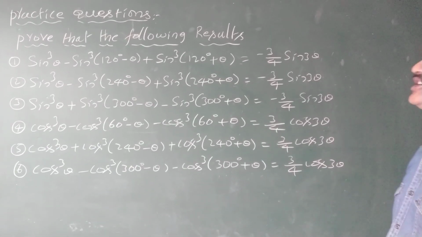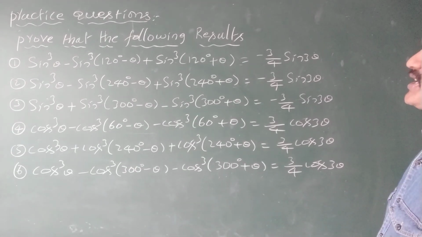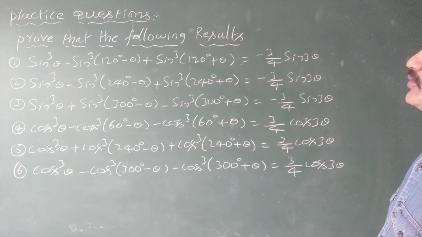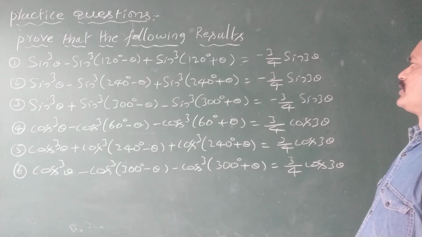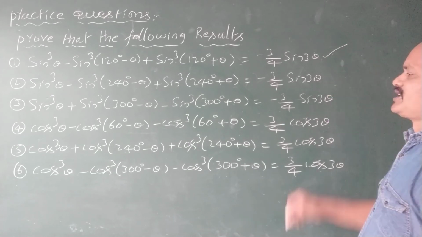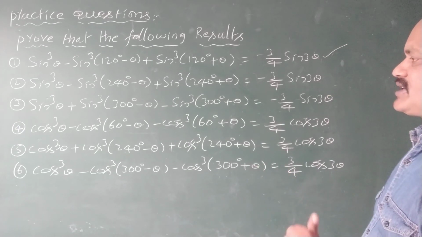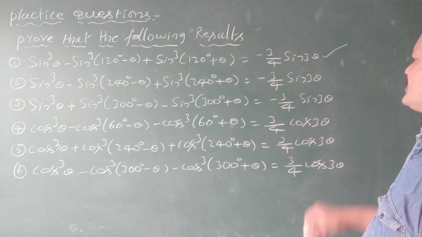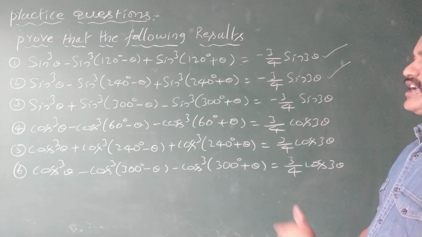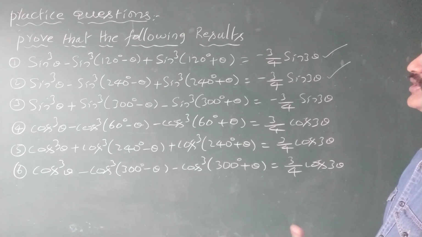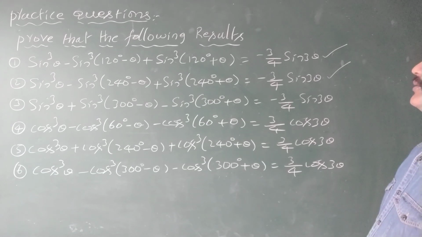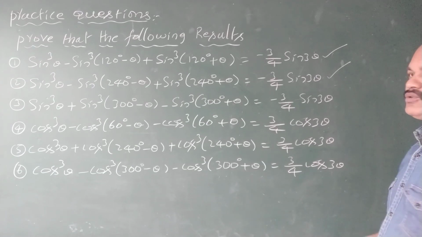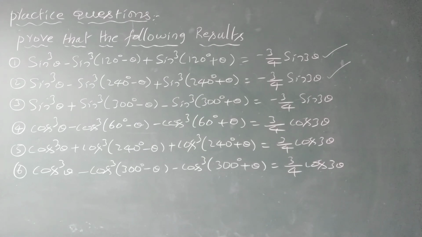Now practice these questions. Prove the following results. Sin cube theta minus sin cube (120 minus theta) plus sin cube (120 plus theta) is equal to minus 3 by 4 sin 3 theta. And sin cube theta minus sin cube (240 minus theta) plus sin cube (240 plus theta) is equal to minus 3 by 4 sin 3 theta. And sin cube theta plus sin cube (300 minus theta) minus sin cube (300 plus theta) is equal to minus 3 by 4 sin 3 theta.